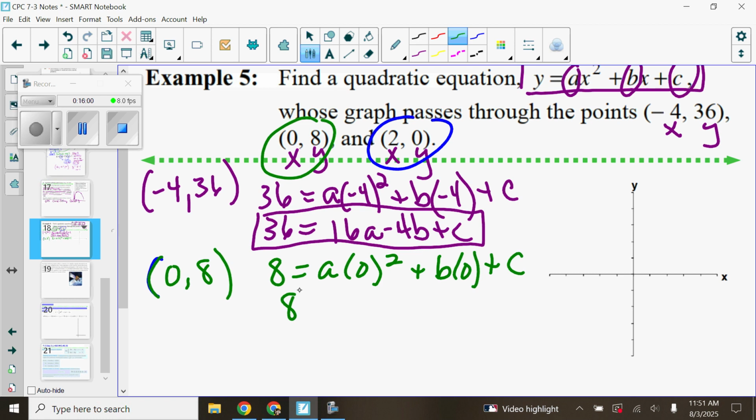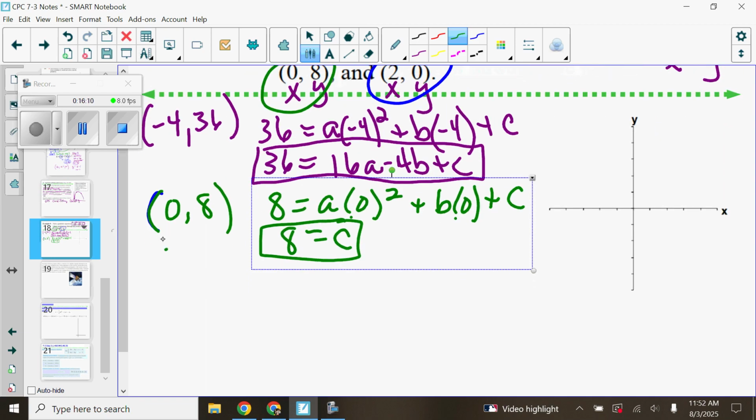Now this one is awesome because look what happens to both the a term and the b term: nothing, right? Because when it's multiplied by 0, my second equation is going to be great. This is going to be easy to back substitute because I already know what c is. That's my initial height, my y-intercept. It's the S0 of the application. All right, so let's look at the last point and see what I get from this one.